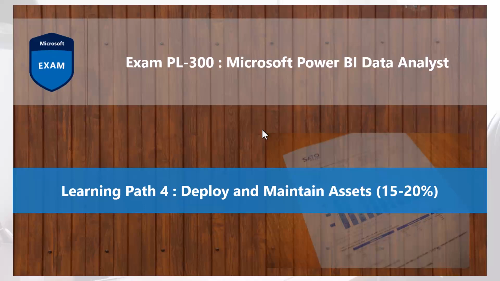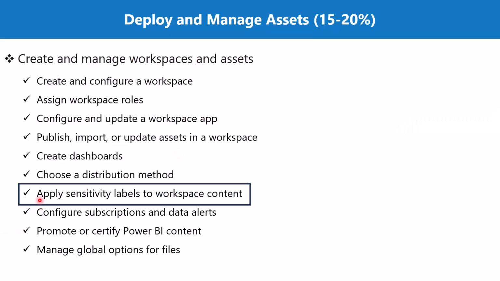Welcome back to the PL-300 exam preparation series, where we are talking about the fourth learning path, deploy and maintain assets. In this video, we are going to talk about the topic apply sensitivity labels to workspace content, which is part of the section create and manage workspaces and assets.